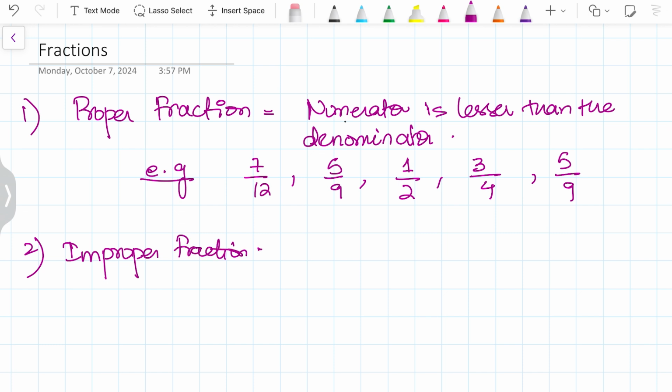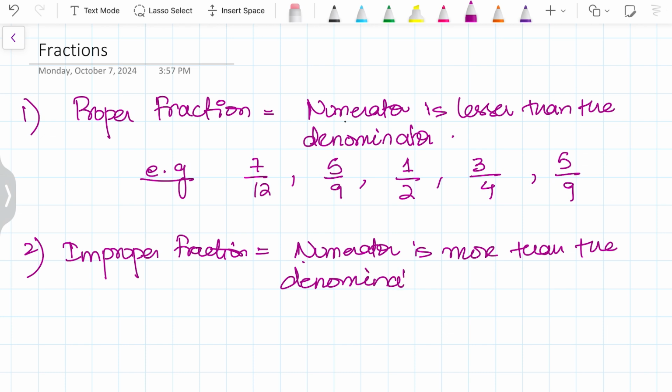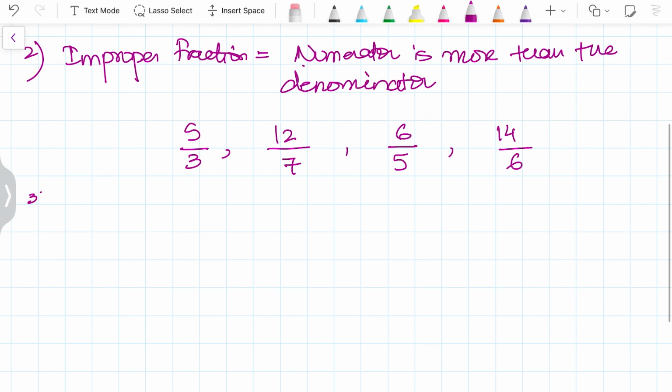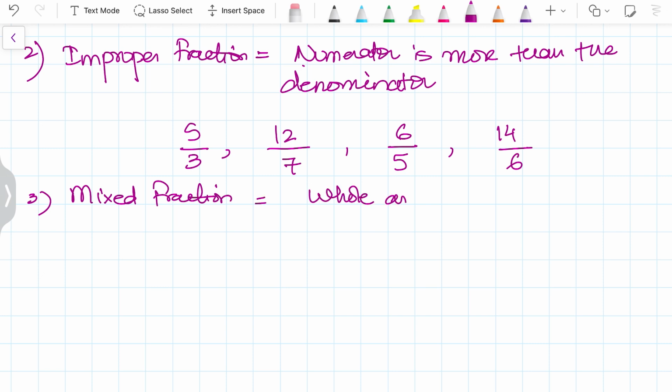Improper fraction is a fraction where the numerator is more than the denominator. For example, 5 upon 3, 12 upon 7, 6 upon 2, 14 upon 6. Mixed fraction, which is expressed in a whole and a proper fraction.